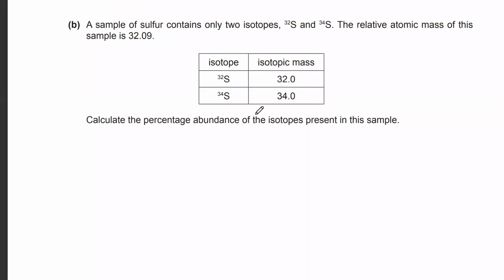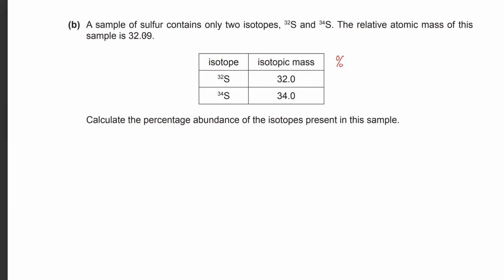This one is: calculate the percentage abundance of the isotope. He's saying that a sample of sulfur contains only two isotopes. So there's S32 and S34. The relative atomic mass of the sample is 32.09. Now they did not give you the percentage. So you have no idea what the percentage is.